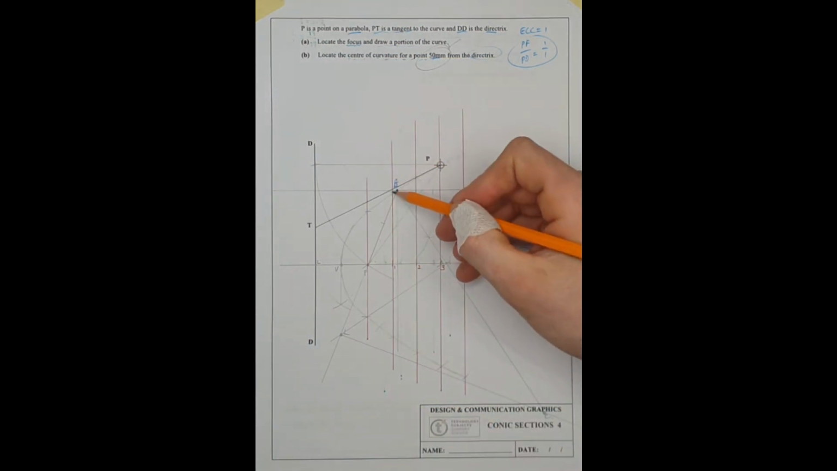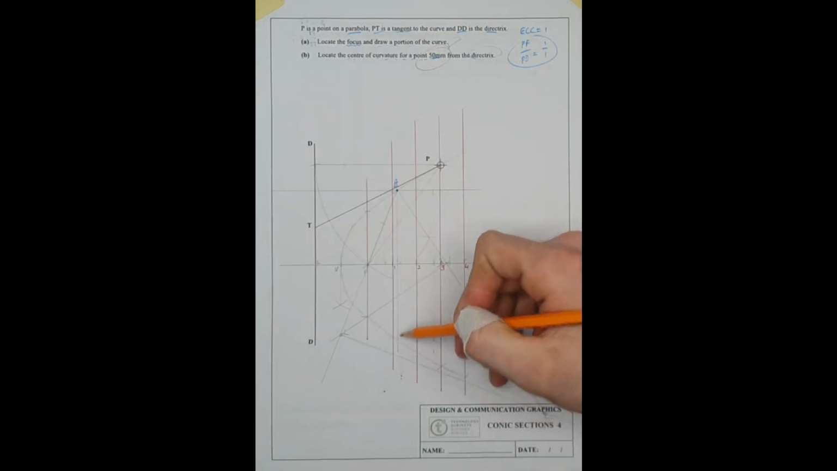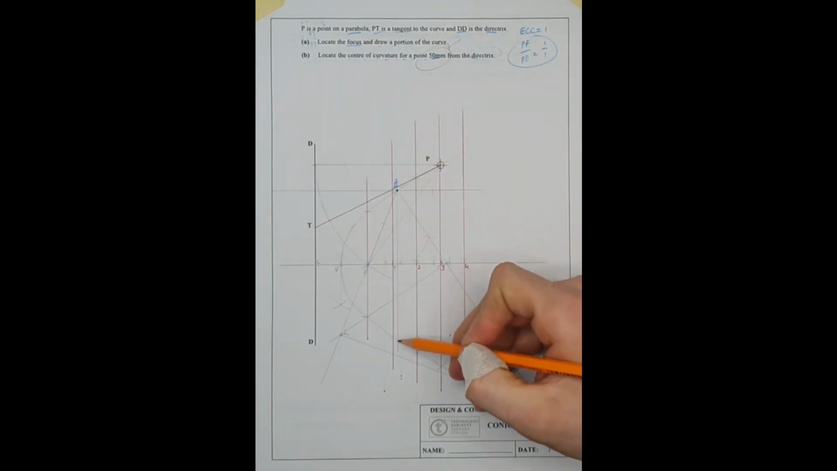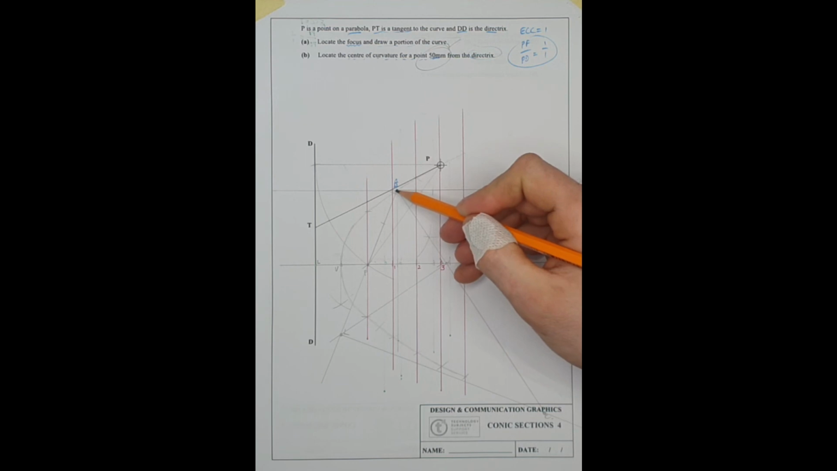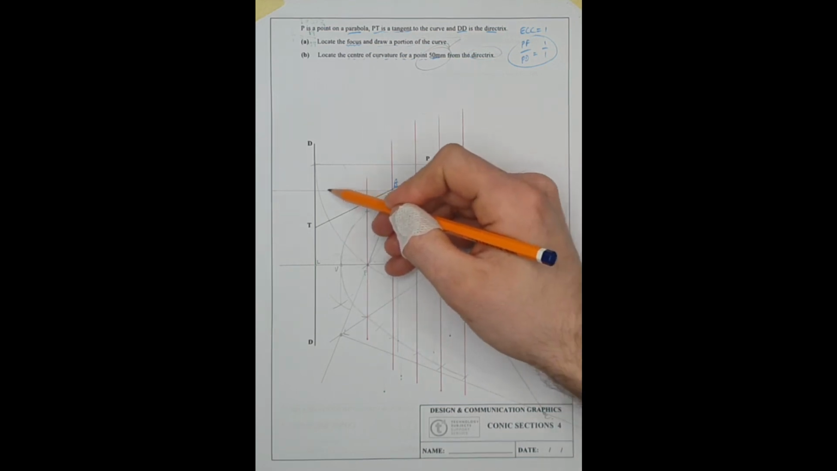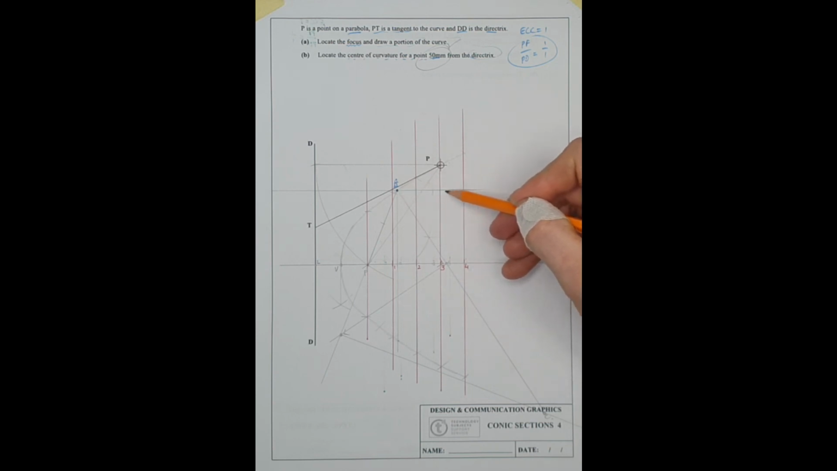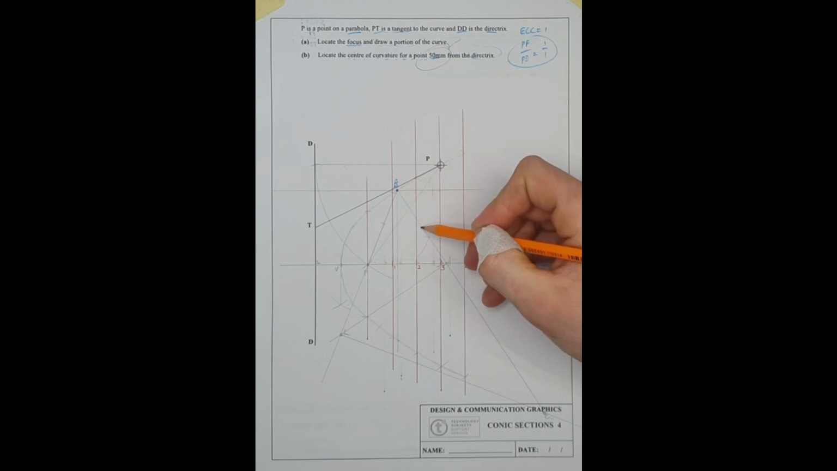So just to recap that, I found point A by going out 50 mm and drawing a line parallel to the directrix. I had two options. I could have used this one below, in which case the center of curvature would be up here someplace. I decided to use the top one. I joined it to my first focal, I joined it to my second focal at infinity, and I just extended it back in this way, and I bisected the internal angle to get a normal.